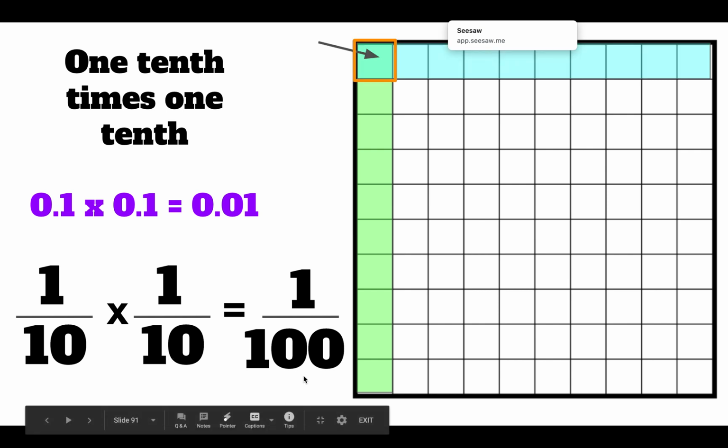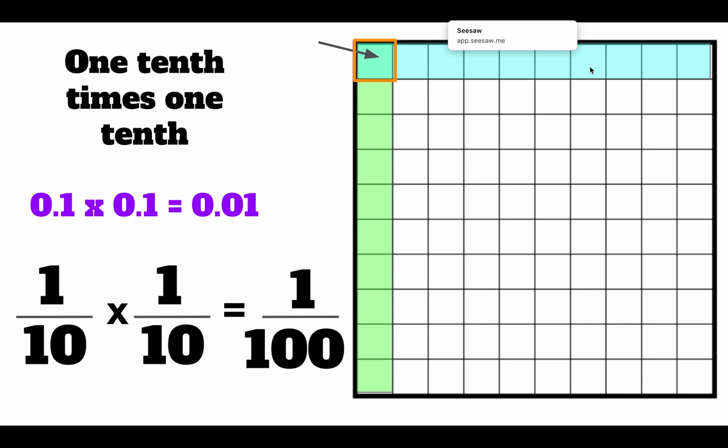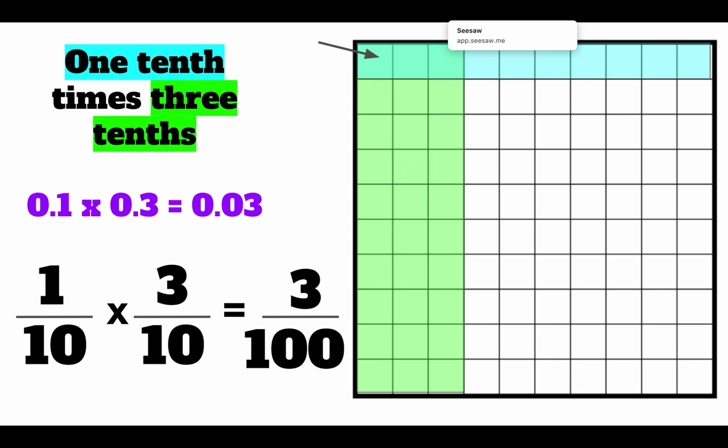We could also use the area model. I could put 1/10 going up and 1/10 going sideways, and I see that they overlap on one square, which is 1/100th. Same equation with the area model. Let's check out another example.